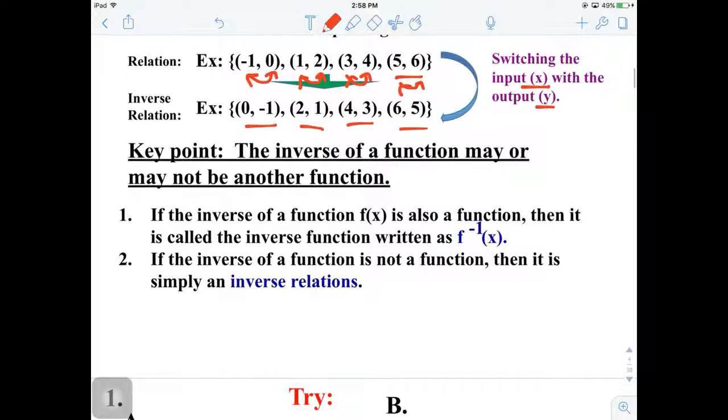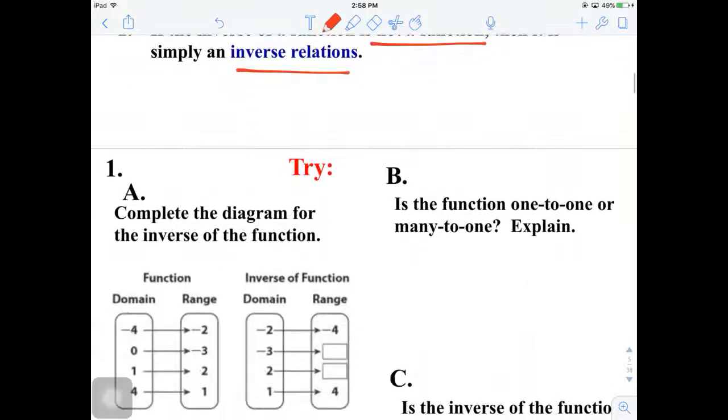And the key point is that the inverse of a function may or may not be another function. So just because you have a function, it does not mean that the inverse is going to be a function. It has to meet a certain criteria. If the inverse of a function is not a function, then it is simply an inverse relation. So we don't have a function, but it can be just a relation.